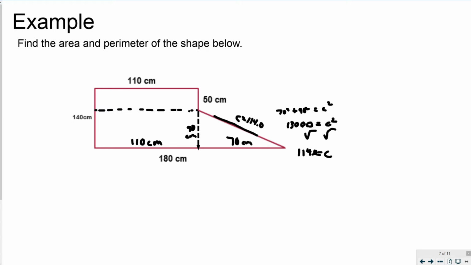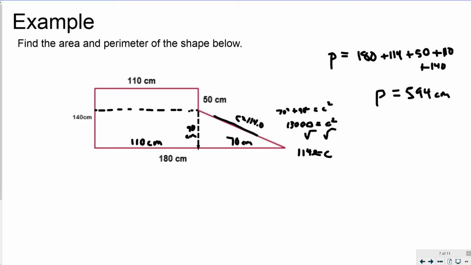Now I'm going to go ahead and add them all up. To calculate the perimeter, I've got the 180 on the bottom, plus the side that I calculated, 114. I have a 50, I have a 110, and I have a 140. So I'm going to add all those up. 180 plus 114 plus 50 plus 110 plus 140 gives me a perimeter here of 594 centimeters.